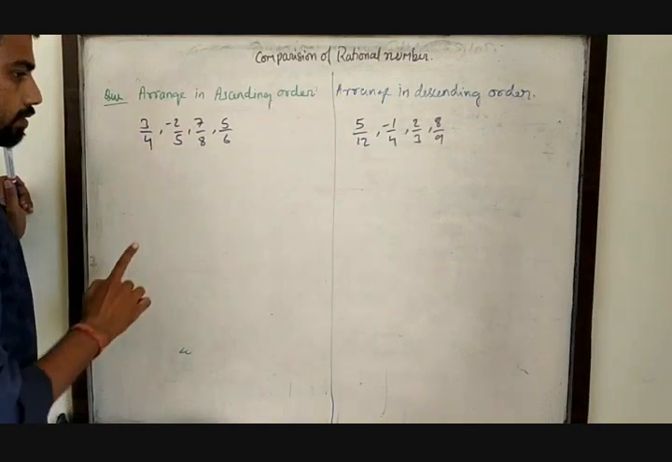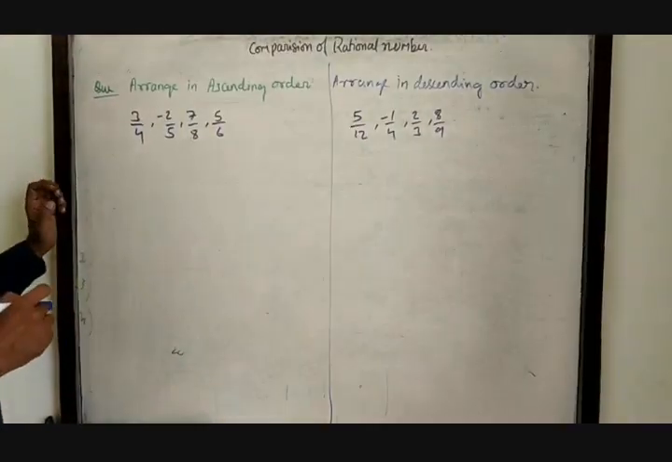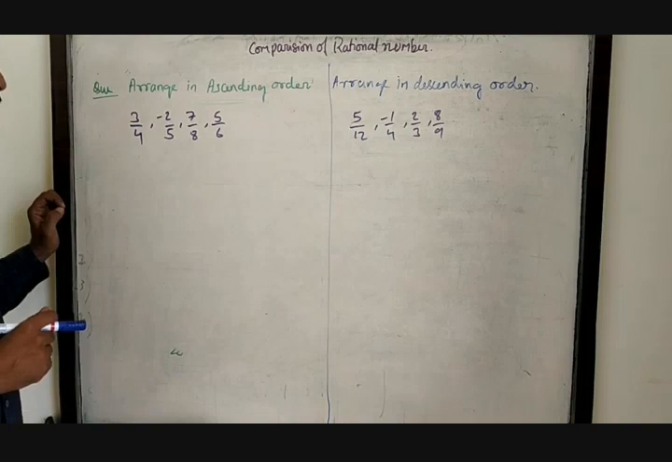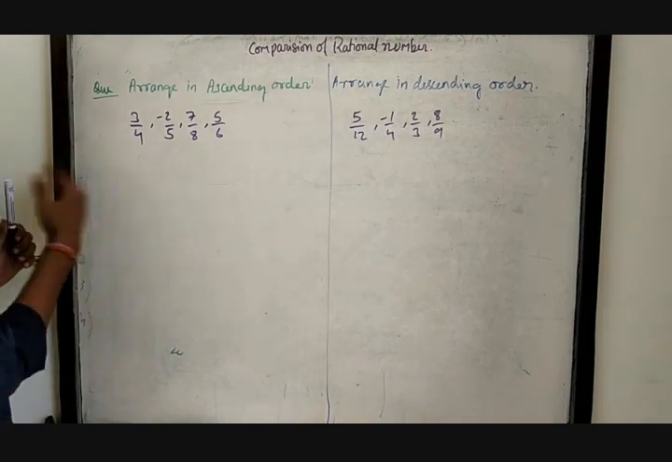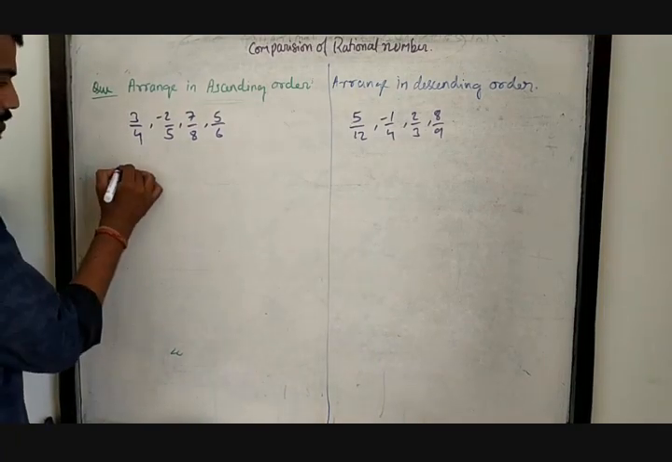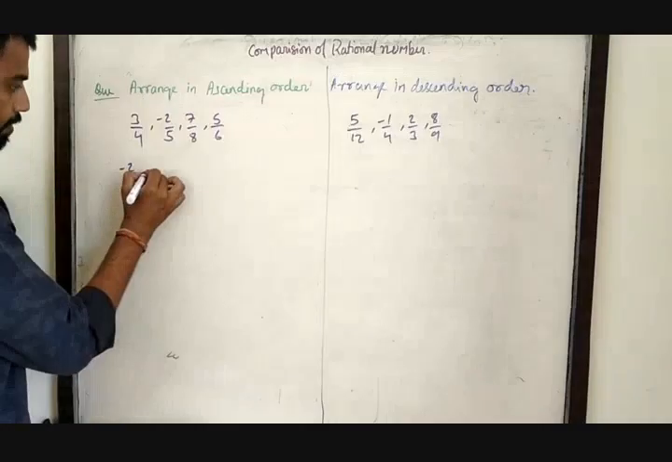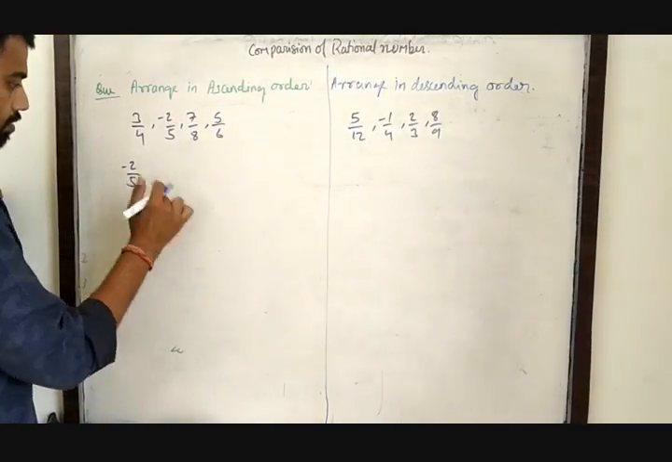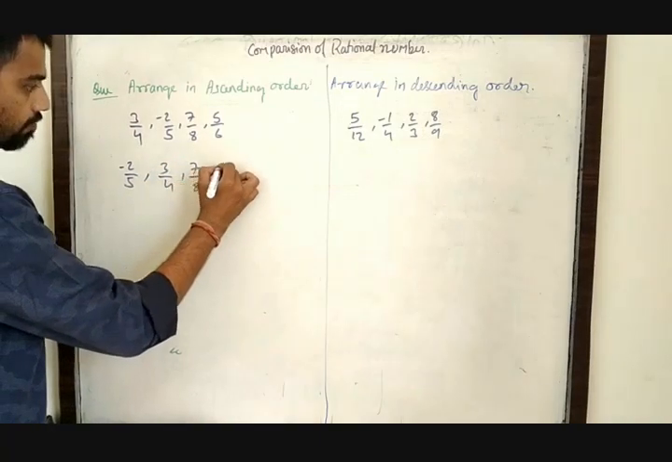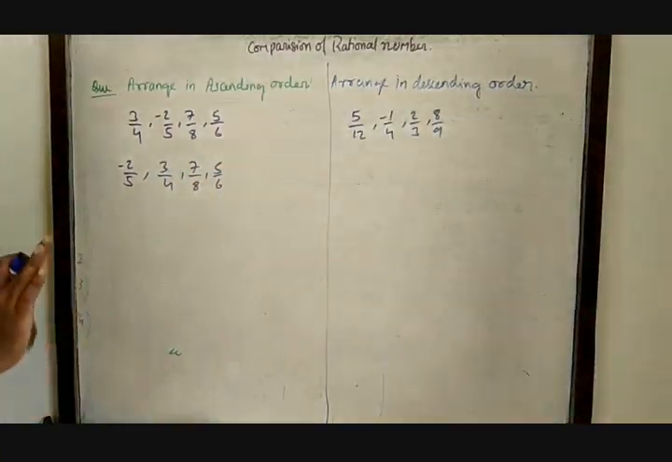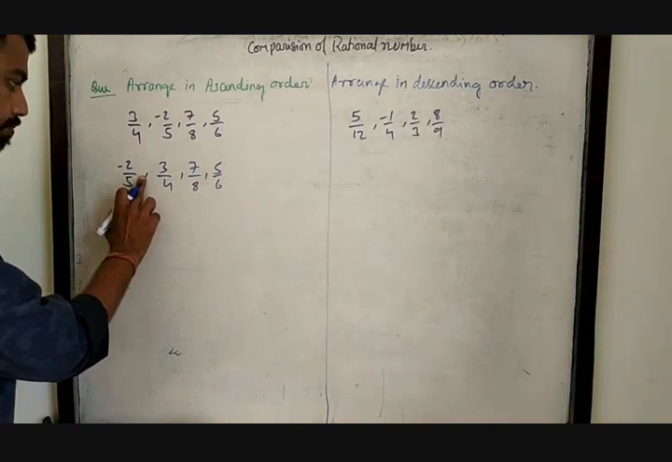Earlier we have seen the points to remember. The first point was that a negative number is always less than a positive number. So first we have to take out the negative number. Here it will be minus 2 by 5 less than 3 by 4, 7 by 8 and 5 by 6. Our first step is complete.